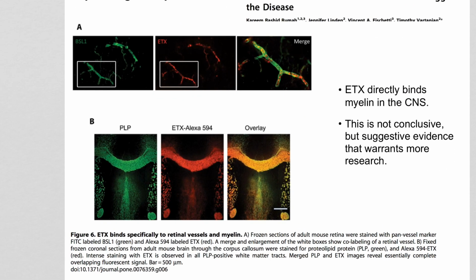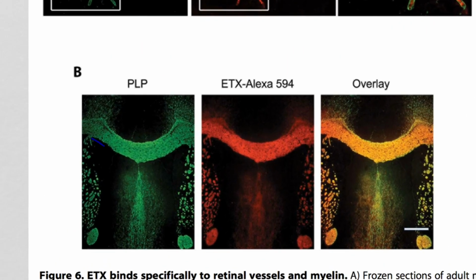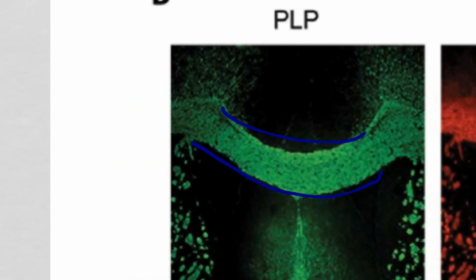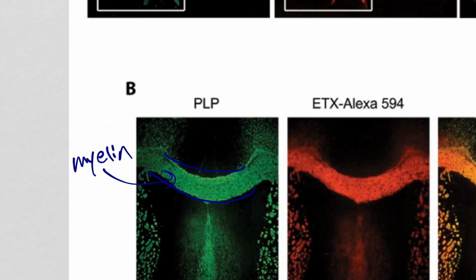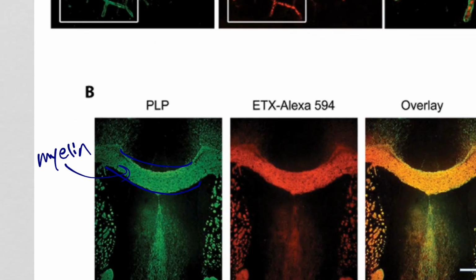You can't do this in a human, but you can do it in a mouse. And so what they did is this green tissue is showing you myelinated neurons, this red signal, they treated, this is mouse neural tissue.